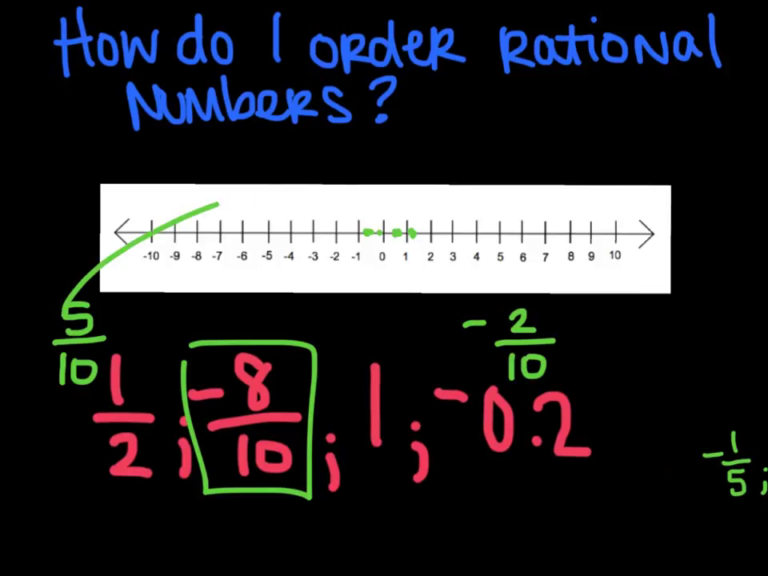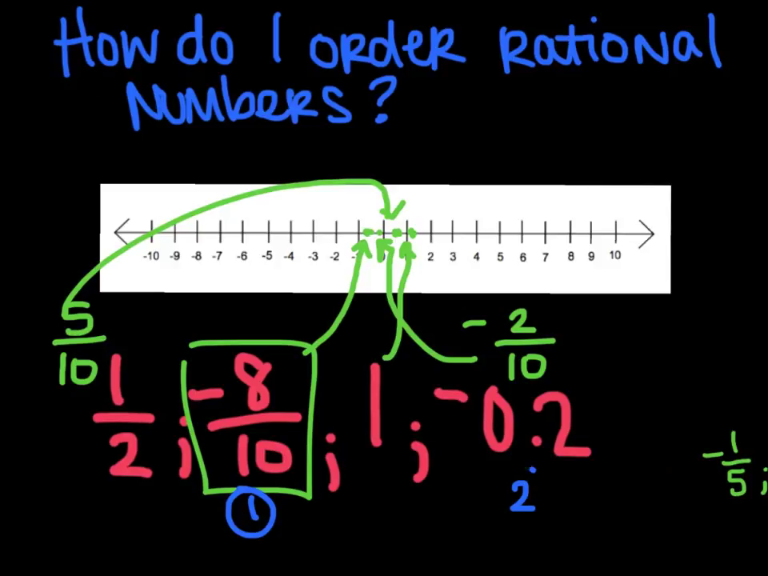So now that I have all of those, I know this is kind of hard to read, but you can kind of see where all of these end up going. It might make it a little bit easier for you to put them in order. From least to greatest, the smallest number is going to be the farthest left, which ends up being the -8/10. So that's the smallest one. Next up is going to be our -2/10. Then we have our 1/2, and then we have our 1.